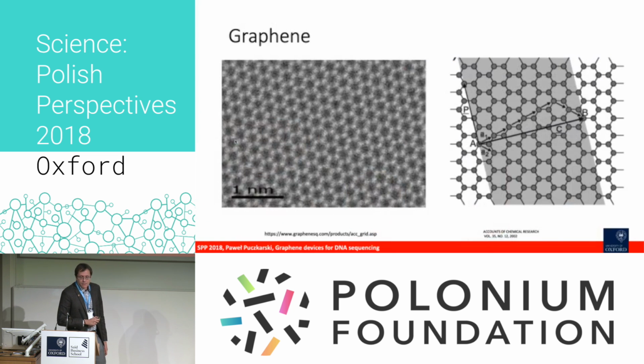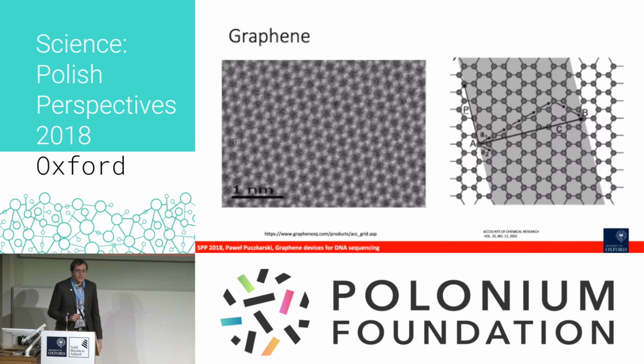So let's say that we have our graphene sorted. That's an actual electron micrograph image of graphene with this hexagonal lattice. And what is the most important property of graphene for me is the fact that it's a two-dimensional conductor.